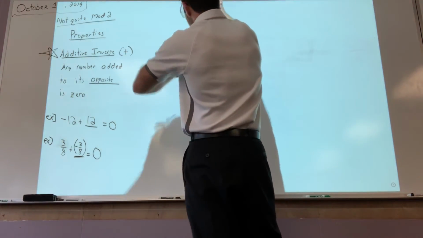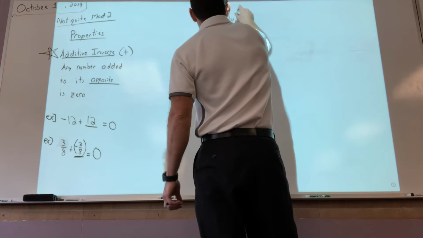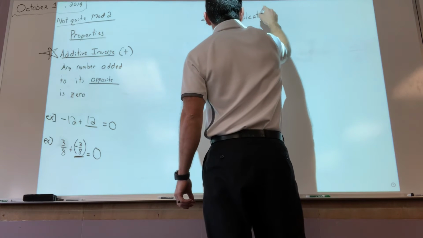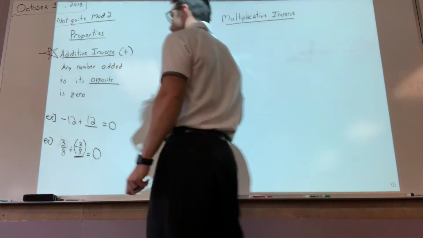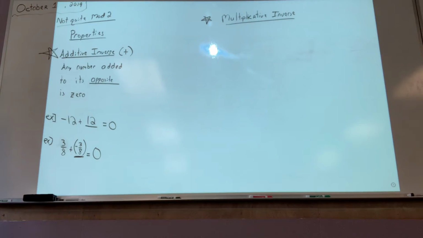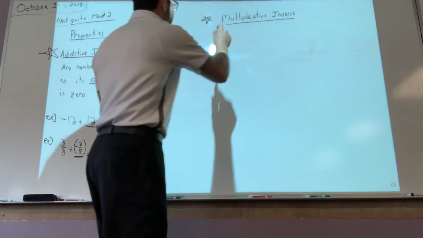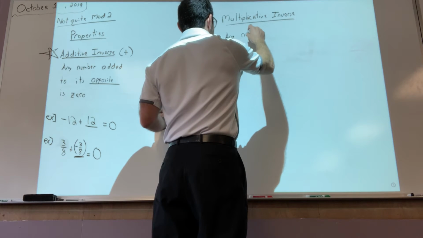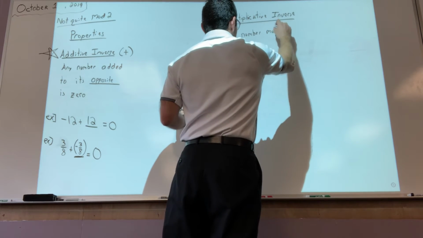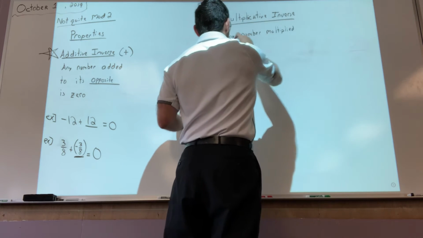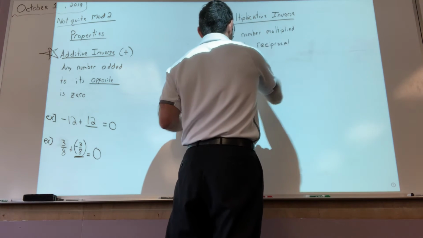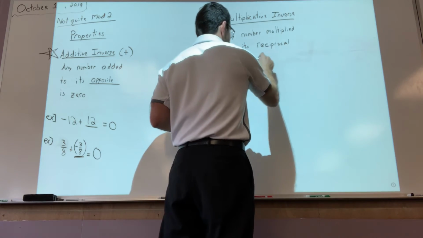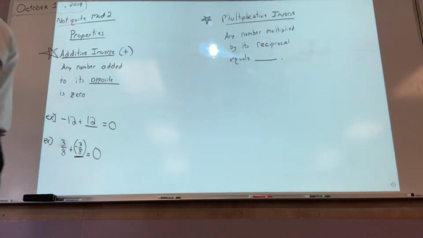Okay? Last important one for the day, because we're running out of time quickly. Multiplicative inverse. So there's going to be a new word in here today. Any number multiplied by its reciprocal equals blank. So any number multiplied by its reciprocal equals something.